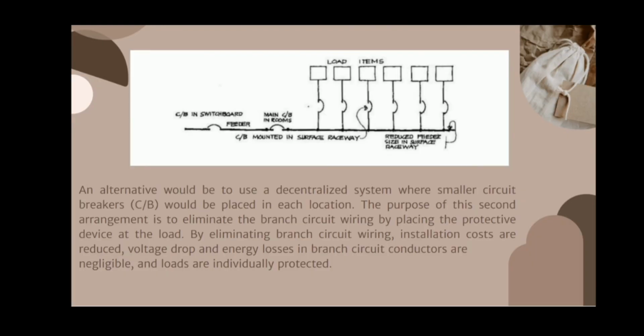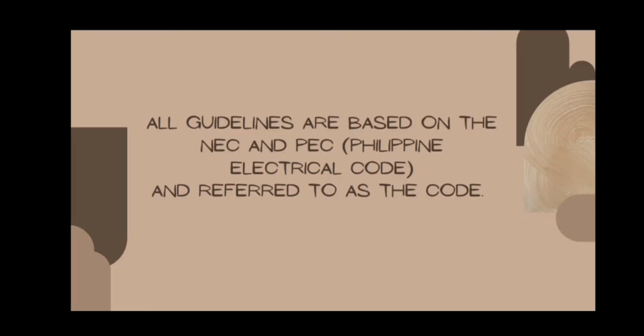An alternative would be to use a decentralized system where smaller circuit breakers would be placed in each location. The purpose of this second arrangement is to eliminate the branch circuit wiring by placing the protective device at the load. By eliminating branch circuit wiring, installation costs are reduced, voltage drop and energy losses in branch circuit conductors are negligible, and loads are individually protected.